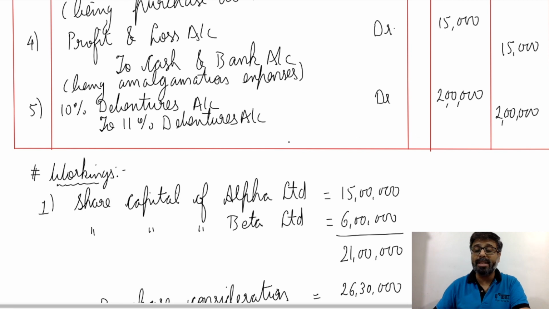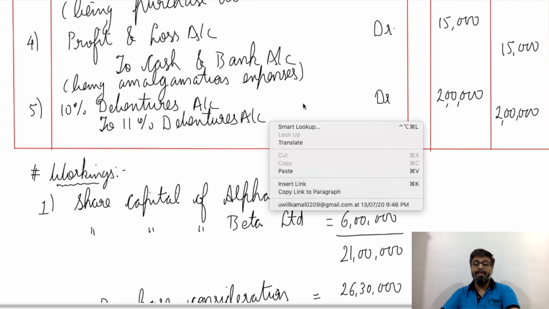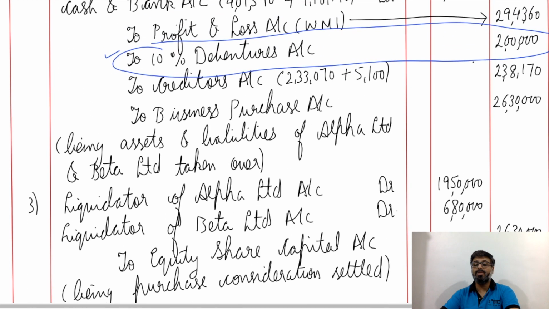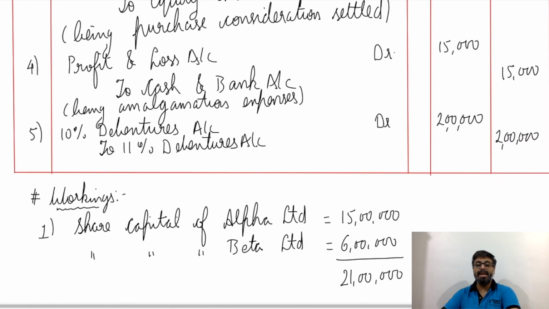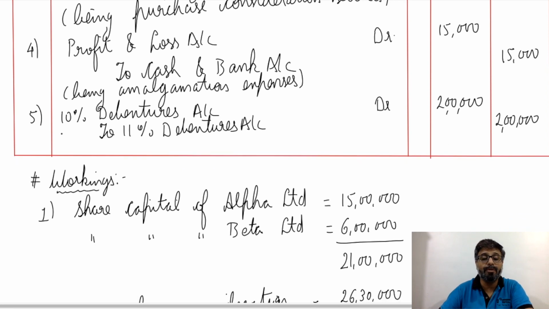So what are we doing in this Gamma Limited's books? The liability of 10% debentures which we credited, we are reversing and debiting and closing it, and now we are bringing a liability of 11% debentures of 2 lakhs into our books of accounts, being debentures settled.